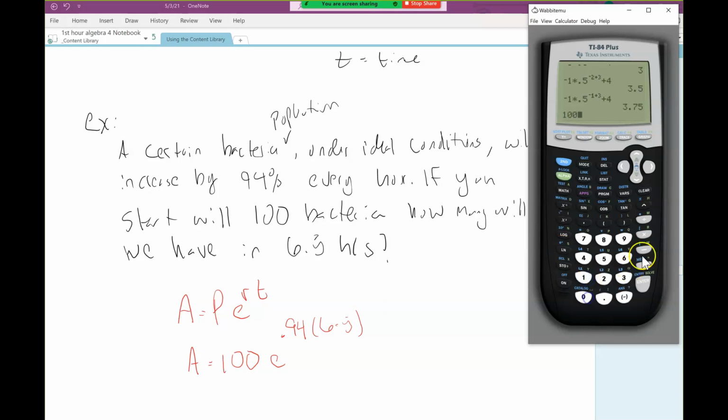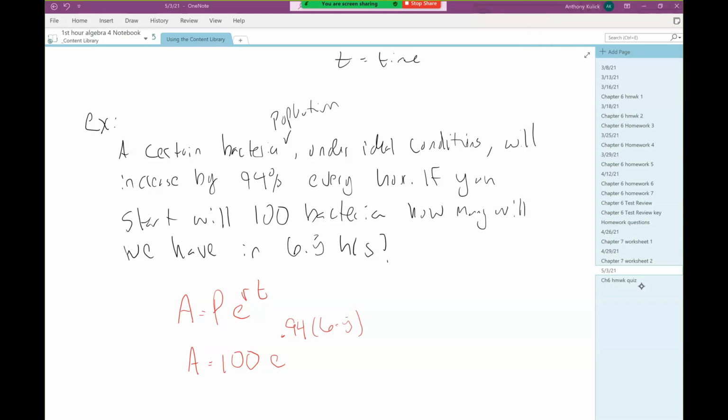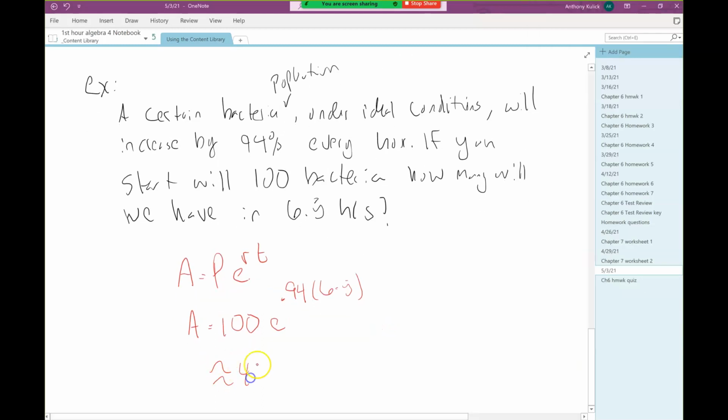So I'm going to do 100 times, then I'm going to press second and the LN button, then I'll do 0.94 times 6.5. So in 6.5 hours, I now have 45,034 bacteria. Whoa. It's a lot of bacteria that we have all of a sudden here.